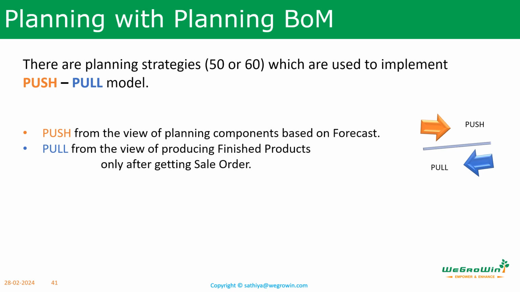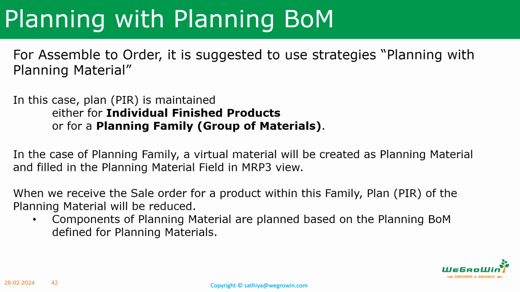There are strategies like 50 or 60 which are used to implement this push-pull model. Push from the view of planning the components based on forecast. Pull from the view of producing finished products only after getting the sale order. So for assemble to order, it is suggested to use this strategy with the planning material.